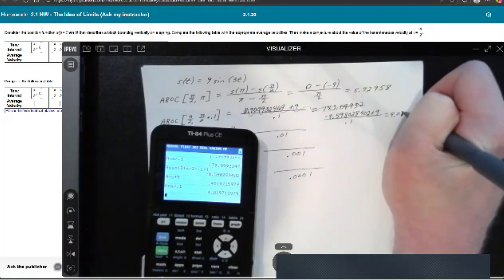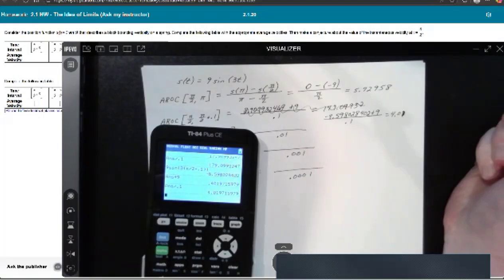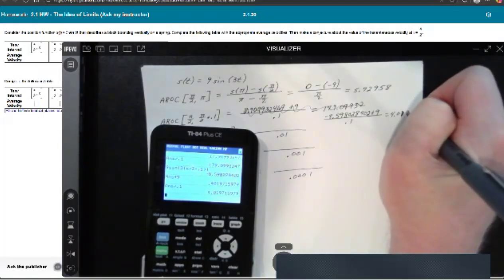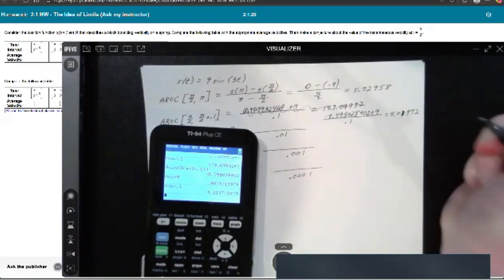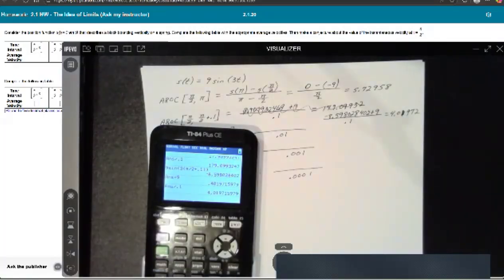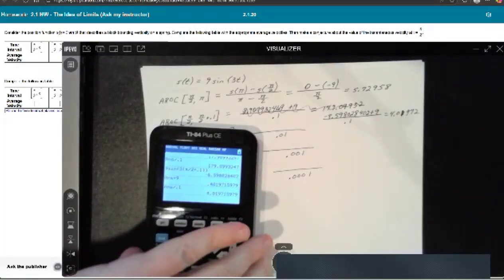4.01. We can't round it to 2 decimal places. 972. So there is a 2 in the answer. All right, 4.01972.